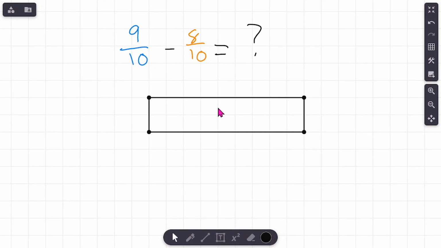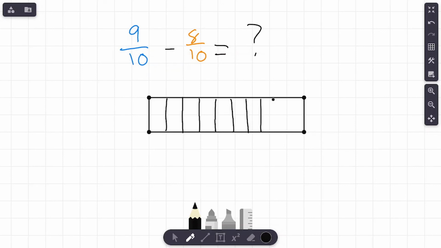And again, the first thing I want you to do is take a look at this and look at the denominators. You have to see if they're the same. If they're not like denominators, if they're not common denominators, then we've got a little bit of extra work. In this problem, they're both 10, so we can go ahead and solve it. And to do so, I need to draw 10 equal pieces on my model. So there's 1, 2, 3, 4, 5, 6, 7, 8, 9, and 10. Let me double check. 1, 2, 3, 4, 5, 6, 7, 8, 9, 10. There we go.